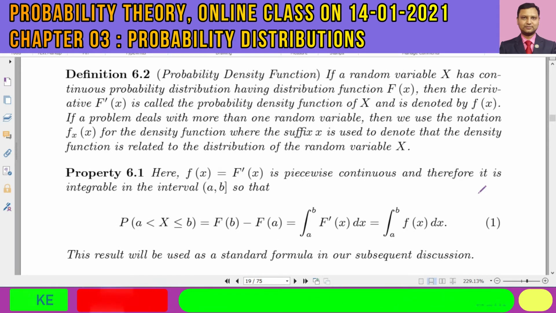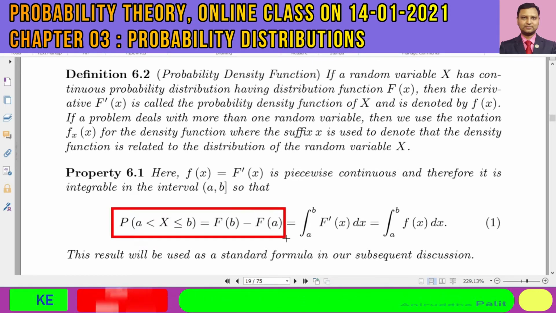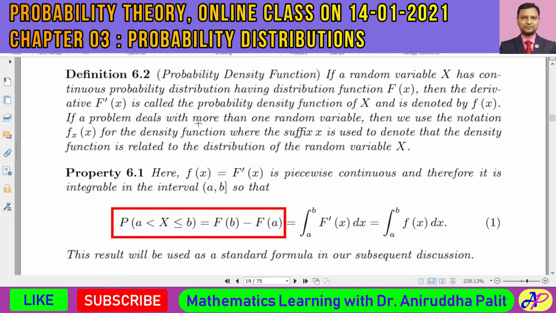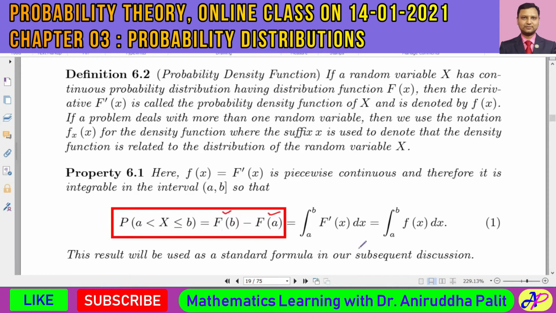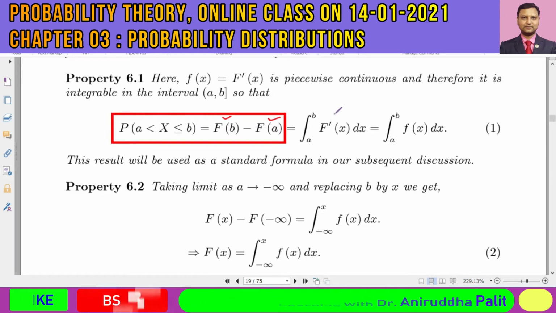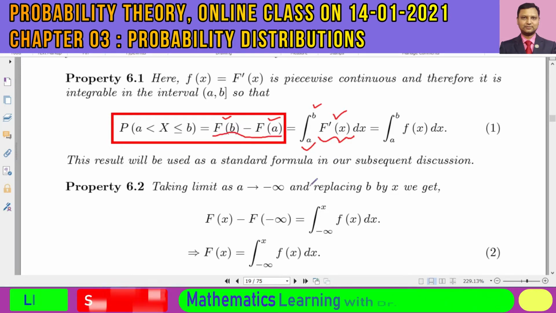Now we have a very important property that is used as a formula: the probability a less than x less than or equal to b is F of b minus F of a. And you see, this F(b) minus F(a) can be represented as the integral of the derivative F dash x. So if we integrate this derivative F dash x with respect to x within the lower limit small a and upper limit small b, we will get this difference F(b) minus F(a).